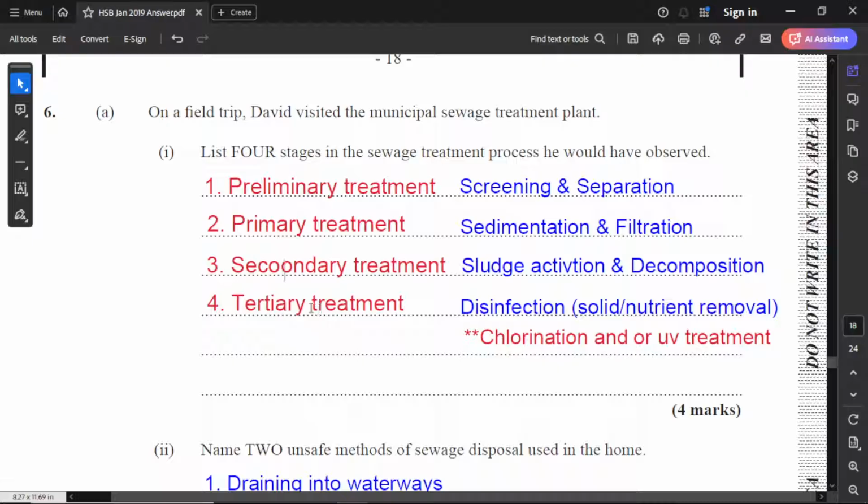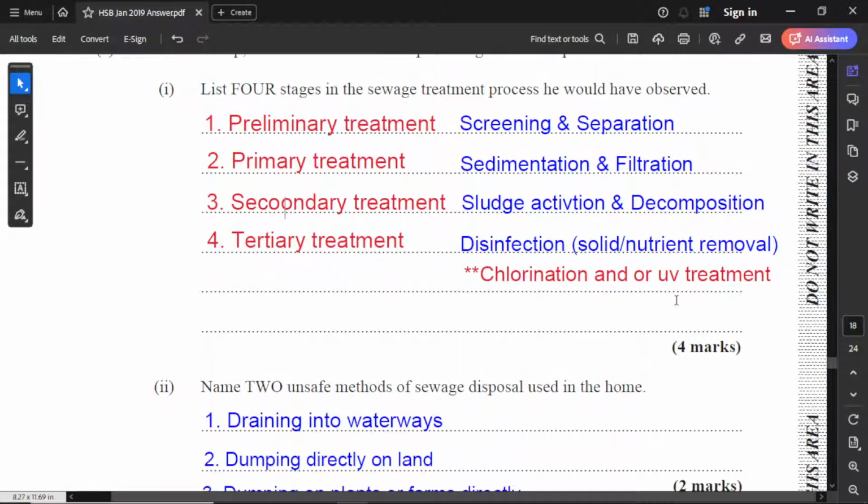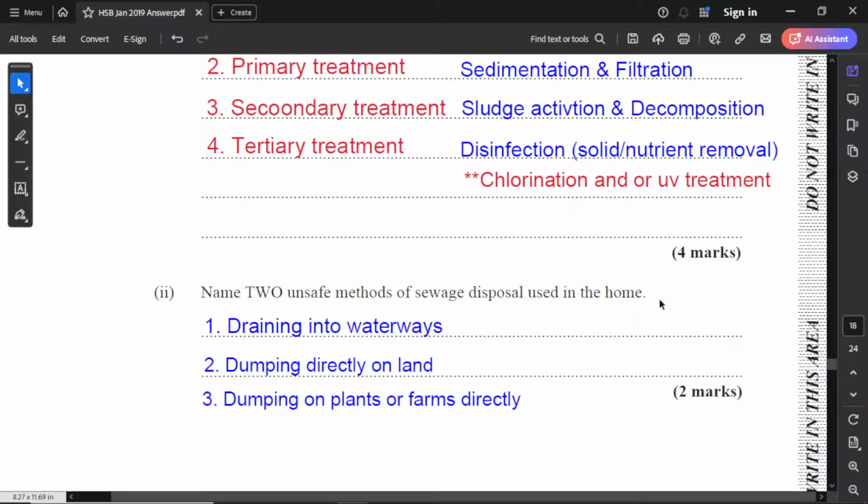sewage. And then the tertiary treatment, we're going to have here disinfection, and disinfection includes things like chlorination and or UV treatment. So we're going to kill microorganisms. And also at this point for the tertiary treatment, we're going to remove nutrients from the sewage. What we get now is free of microbes, free of solids, free of nutrients, and the end product will be pure enough to be released in the environment, whether it be in the waterways or whatever it is.